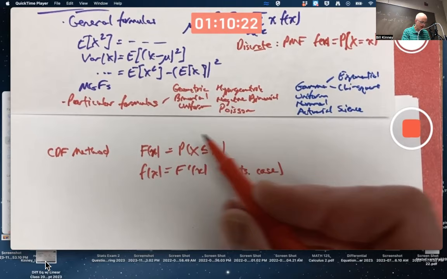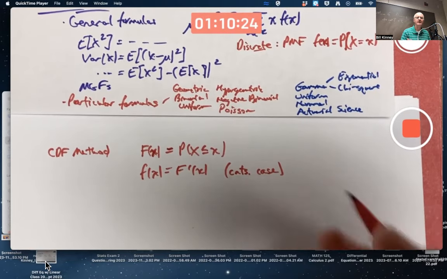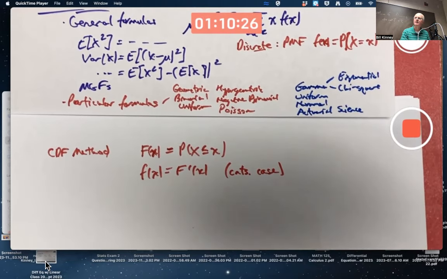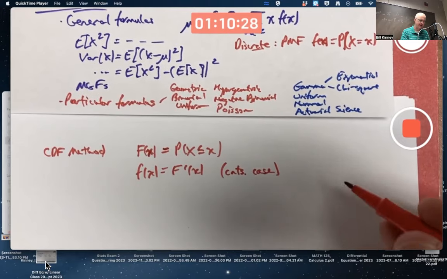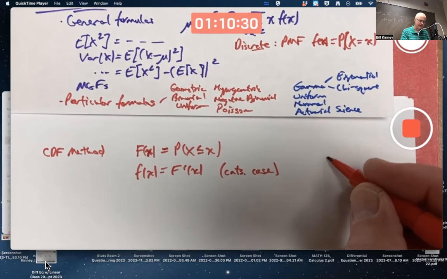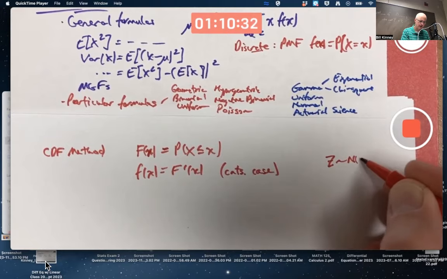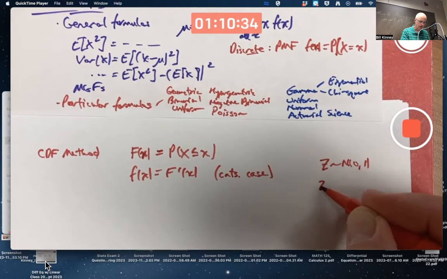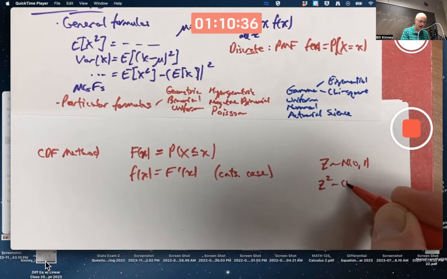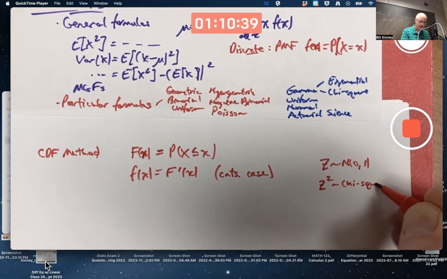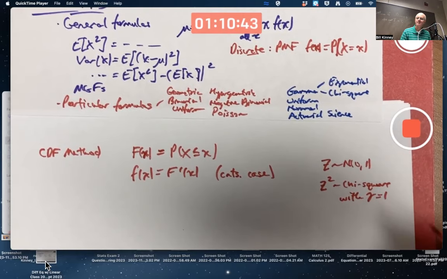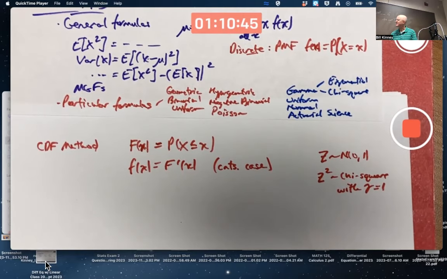We use this a fair amount for a couple different examples. I think we used it, for example, to verify that if Z was standard normal, then Z squared was chi square with 1 degree of freedom. You remember doing that? We used it for some other situations as well.